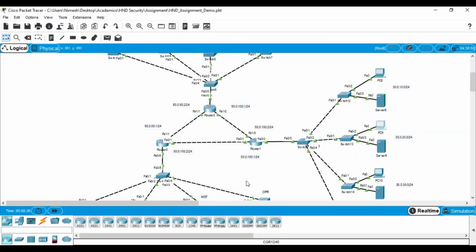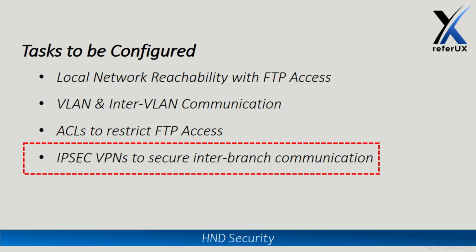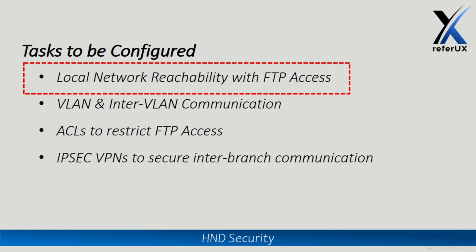So we have successfully completed the configuration to ensure secure inter-branch communication as well. In this video, we have shown you the final configuration of implementing secure inter-branch communication using IPSEC VPNs. With that video, we have completed all 4 videos on implementing a secure office environment for a small office network.